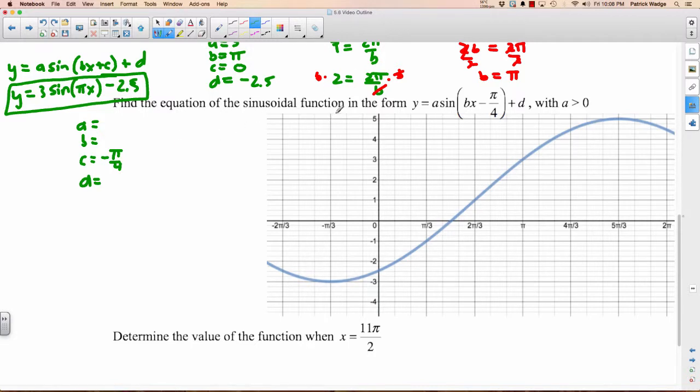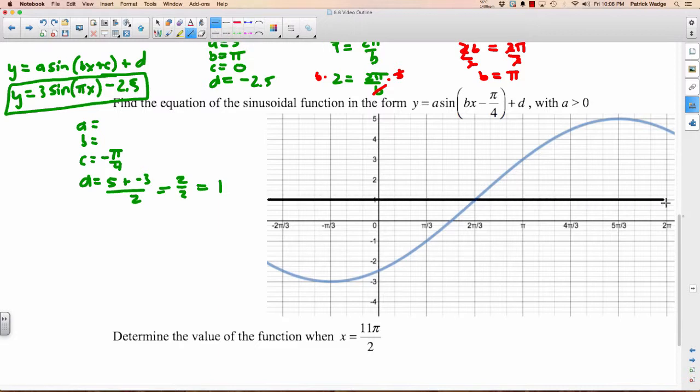Okay, so let's get the amplitude. Actually, no, you know what we should get first? We should get the midline. We really want to draw the midline first. So where's the midline? Well, if you don't know where it is, remember we have a formula to figure out the midline. You take the maximum value, which is 5, you add the minimum value, which is -3, and you divide by 2. 5 plus -3 is 2 over 2, which equals 1. So your midline is at +1.